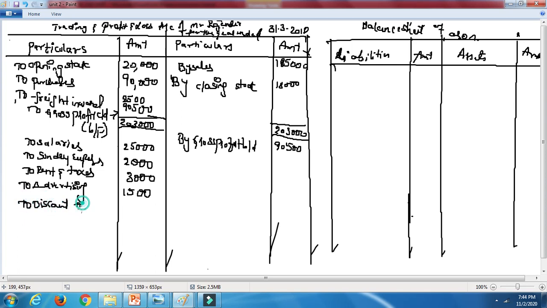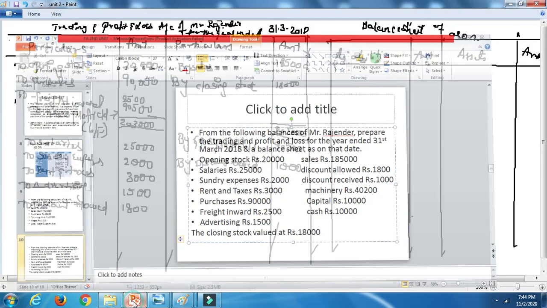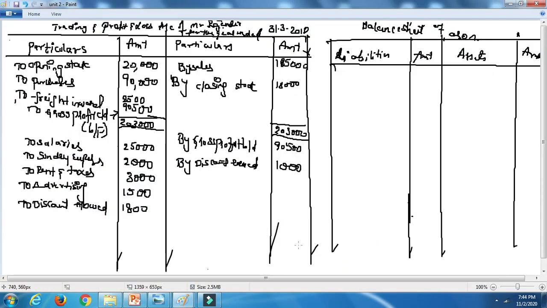So discount allowed, the amount is 1,800. By discount received, the amount is 1,000. So now we have taken all the items of profit and loss also. Now we need to close down the profit and loss account. So total it up on both the sides. Which side is more? Just check it out. Your credit side is more.